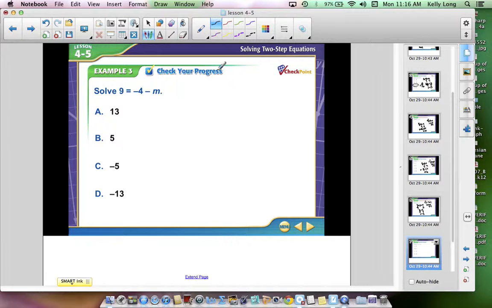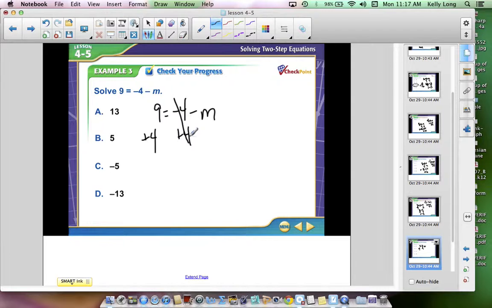Okay, here's another one of those. You work this problem and then come back and check your answer against mine. All right, so here we go. 9 is equal to negative 4 minus m. I want to get the m by itself. What can I do? I've got to get rid of negative 4. What's going to get rid of negative 4? Adding a positive 4, right? Isn't negative 4 plus positive 4 just going to be 0? So I can add 4 to both sides.